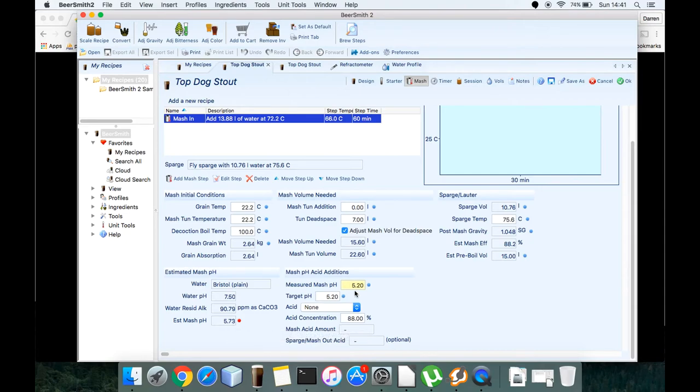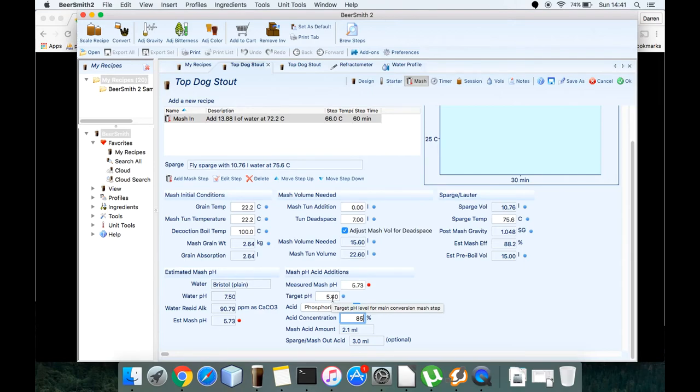So what I could do is to plot my measured pH here. Well, that's what it reckons it's going to be. I can put my target pH as 5.4. And I'm using phosphoric acid, which is about 85%. It tells me here that I need to take about 2 millilitres of that acid in to get my pH down to about 5.4. So that's what I'll do.